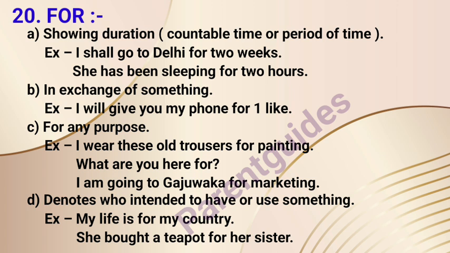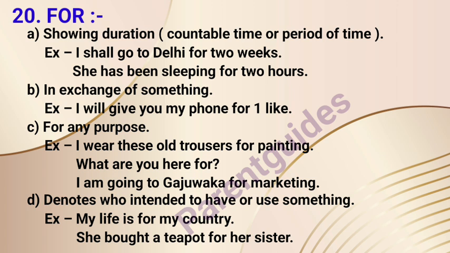20. For is used A. showing duration, countable time or period of time. Example, I shall go to Delhi for 2 weeks. She has been sleeping for 2 hours. B. In exchange of something. Example, I will give you my phone for 1 lakh.